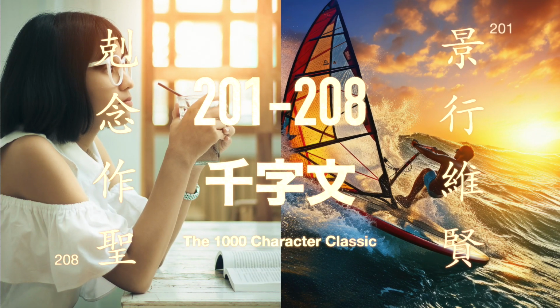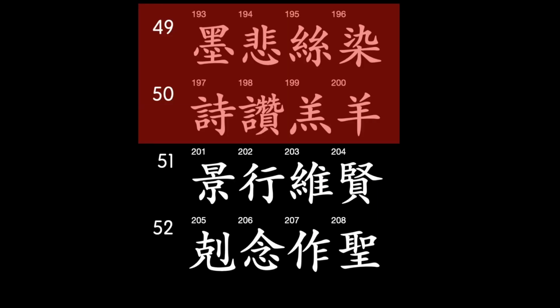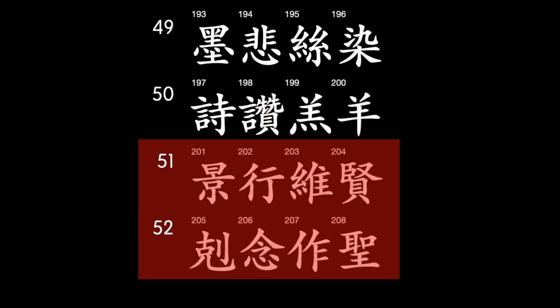In this lesson, we will look at characters 201 through 208 of the 1000 character classic, the 1500-year-old Chinese classic in which no characters are repeated. In the last lesson, we looked at lines 49 and 50, which refer to the dyeing of silk and poetry in praise of sheep. In this lesson, we look at lines 51 and 52, which offer thoughts on nobility and mindfulness.